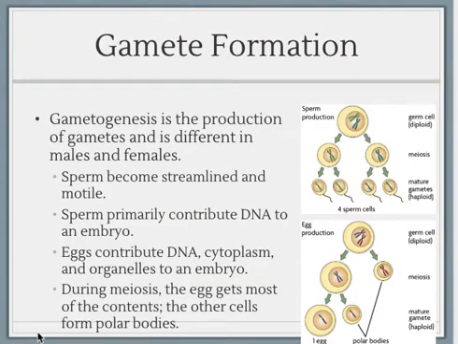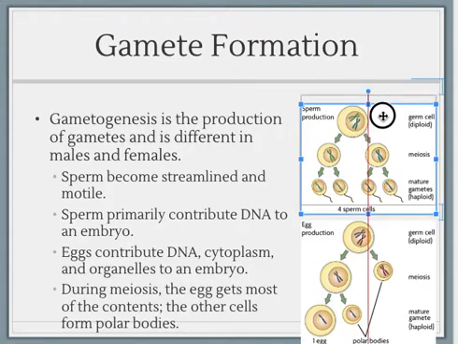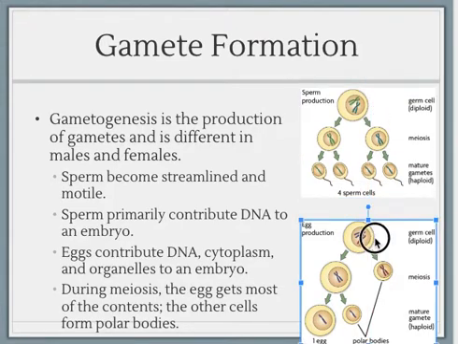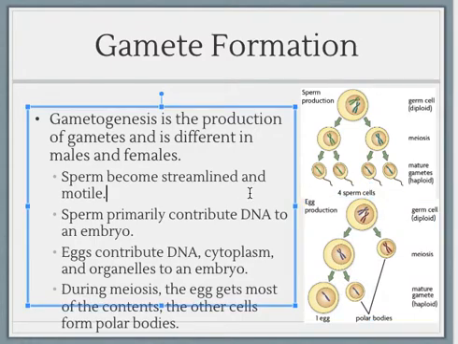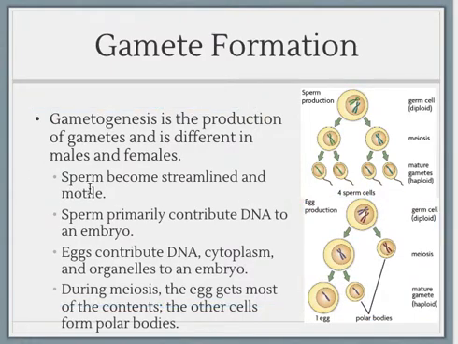Gamete formation. Gametogenesis is the production of gametes, and it is different in males and females, obviously, because we're making sperm and we're making eggs. So it's going to differ a little bit. Sperm becomes streamlined and motile. Notice the little tail sticking out here on these guys. Those are mature gametes in males. Sperm primarily contribute DNA to an embryo. That's really what the sperm are all about. They're bringing their DNA.